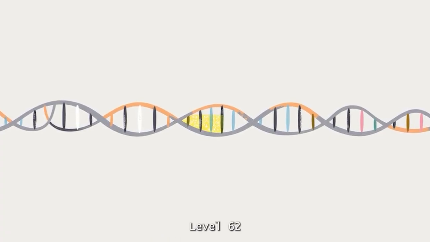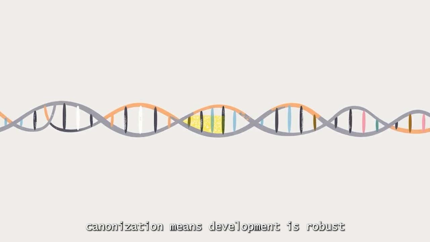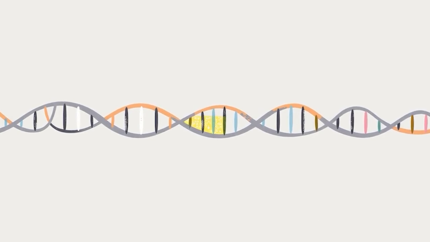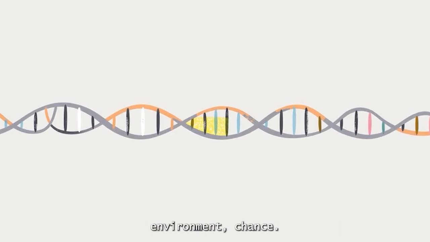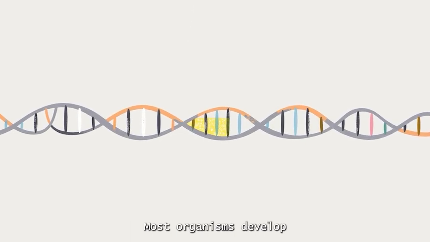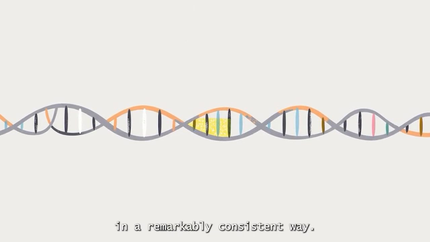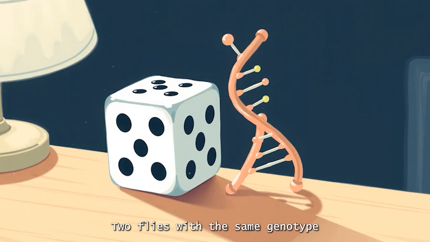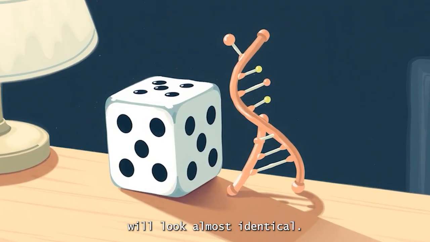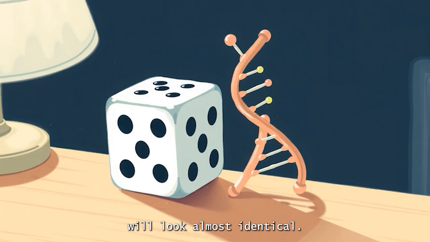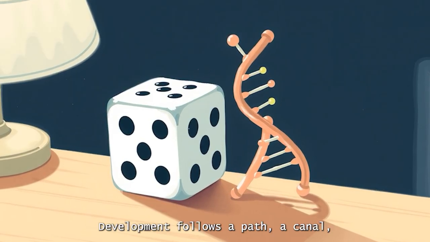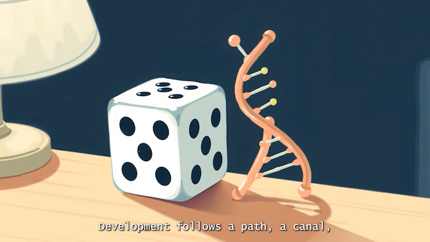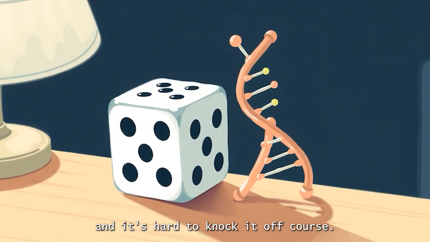Level 62. Canalization means development is robust. Despite all the sources of variation, mutations, environment, chance, most organisms develop in a remarkably consistent way. Two flies with the same genotype grown in the same conditions will look almost identical. This robustness is called canalization. Development follows a path, a canal, and it's hard to knock it off course.